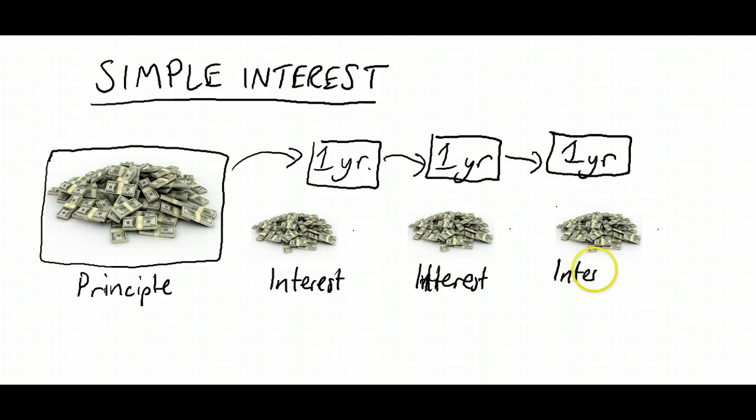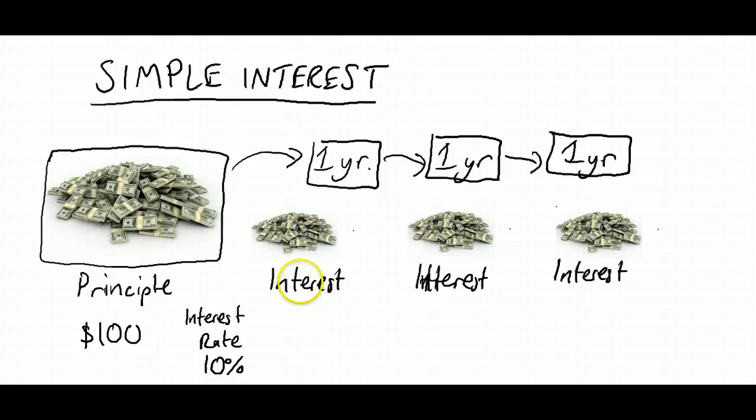Okay, so let's do an example. Let's say the principal amount was $100 and the percentage that was agreed, it's called the interest rate, was 10%. That's a pretty good interest rate if you're lending money to a bank or something like that. Okay, so every year that passes you get 10% of that $100. 10% of $100 is $10. So after 1 year, you've now got $110. You've got your original 100 plus your 10% interest.